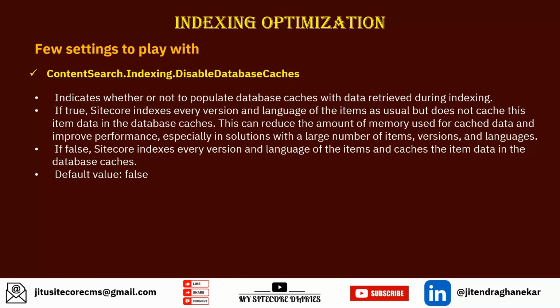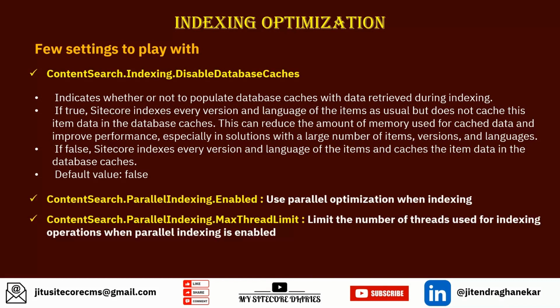If you set it false, Sitecore indexes every version and language of the item and caches the item data in the database caches. Now you must know the advantages and disadvantages of caches. Depending on your infrastructure, this value can change. It might give you better performance at true or at false, because if you use the caches, you will need memory also. If you don't have the memory and you try to cache the data, then you will have a problem. So you have to play with these values depending on your environment and infrastructure.